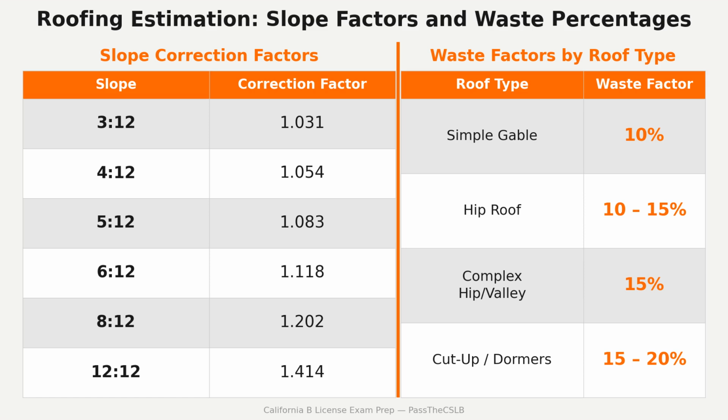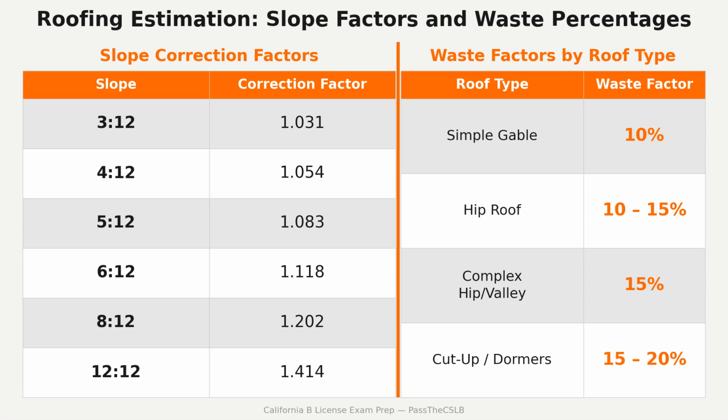To get the true roof area, multiply the flat plan area, including all overhangs, by the slope correction factor for the specific pitch. I have those values on the chart. 6 to 12, 1.118. 8 to 12, 1.20. 12 to 12, 1.414. Let me walk through a complete example so there are no gaps.